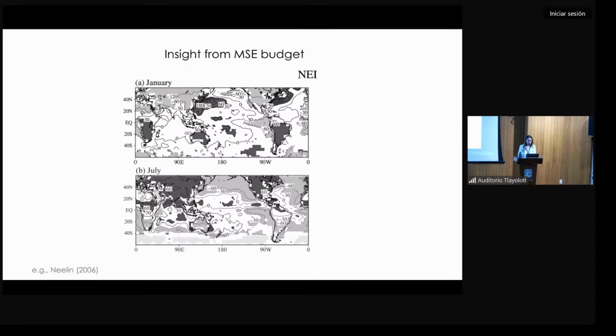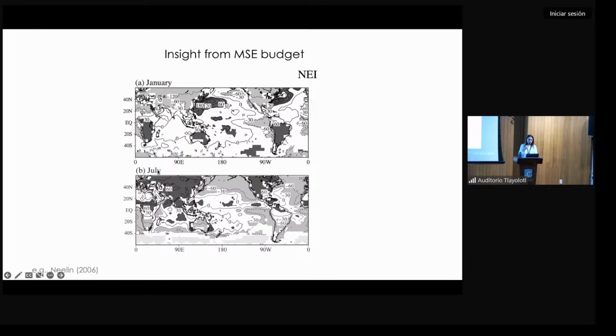This is a little bit of an updated figure, but here I want to show you the net energy input from an older paper by Neelin for the months of January and July. And notice, and this is really the thing I want to emphasize, how our continents become regions of positive net energy input almost everywhere in the summer hemisphere. The darker shadings represent regions of positive net energy input. Notice how over the ocean this is not the case. The ocean absorbs and releases heat through the course of the seasonal cycle.